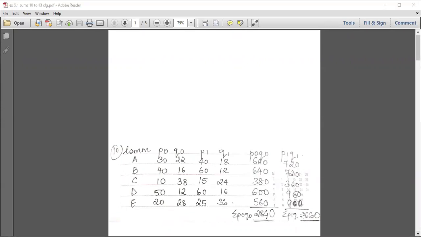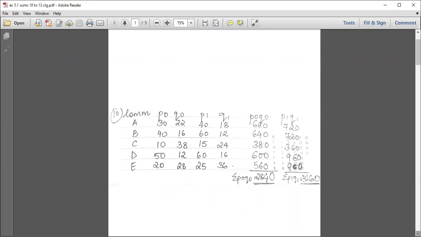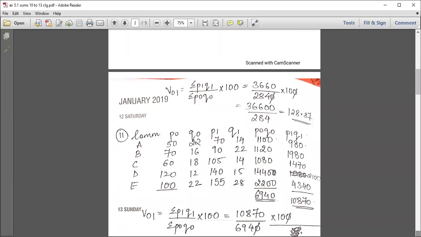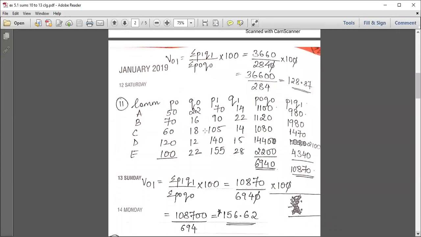So first we'll multiply P0 into Q0. 13 into 22, 660, 14 into 16, 640. In this way, you will multiply and get all the numbers. In the same way, P1, Q1, 14 into 18, 16 into 12, 15 into 24. This side, all the numbers you will get. Then you will add both of them.